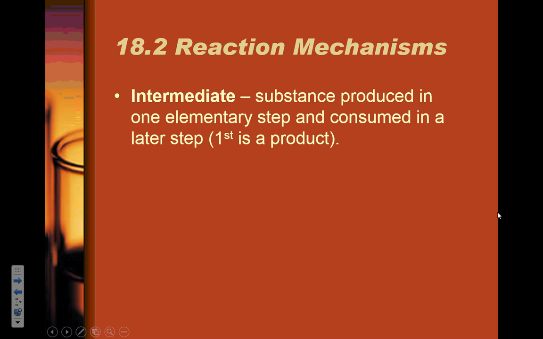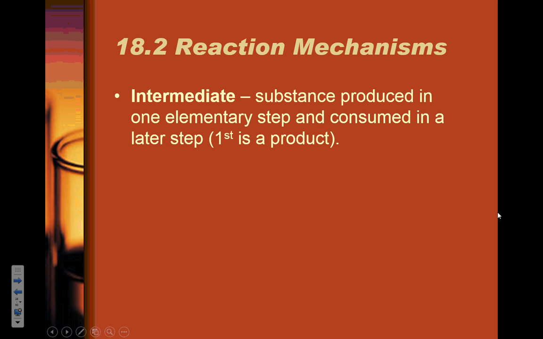Now, I mentioned we're going to look at mechanisms to understand better these things called intermediates and something called a catalyst, which you already are familiar with. Well, an intermediate is what we're going to tackle first here. An intermediate is a substance that's produced in one elementary step and then later consumed. Now, that later part is really, really important because if you look at something that cancels out, not there at the beginning, not there at the end, an intermediate would be an example of that. It only exists in the middle of the reaction.